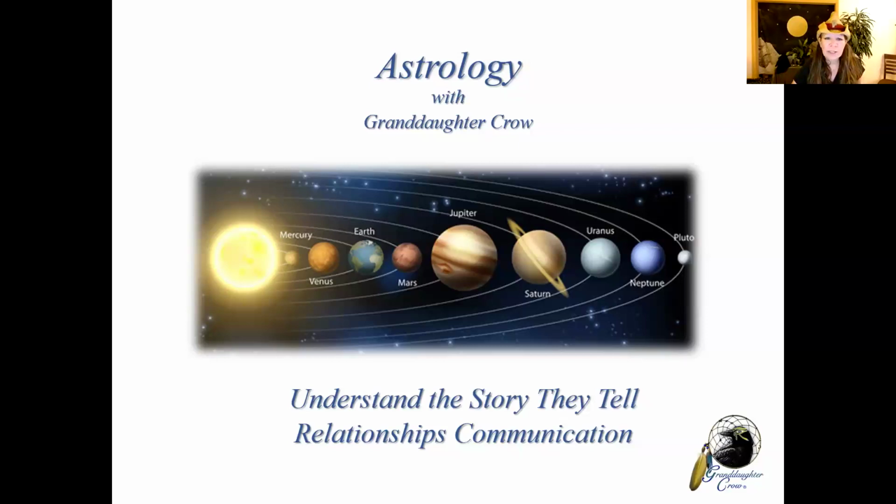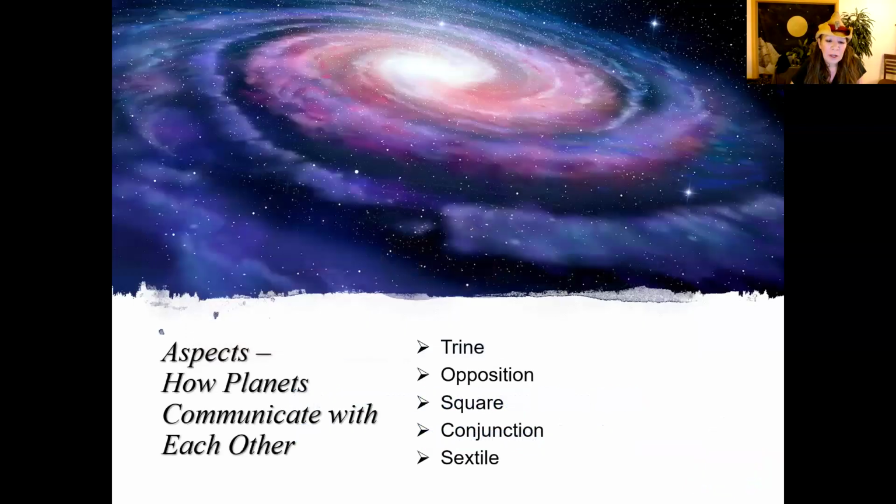Maybe I should get into the slides and we'll take a look, because otherwise this is all up in the air. So let's go ahead and jump into the information. This is Astrology with Granddaughter Crow. This is part two, and the second class in part two. So let's take a look here.